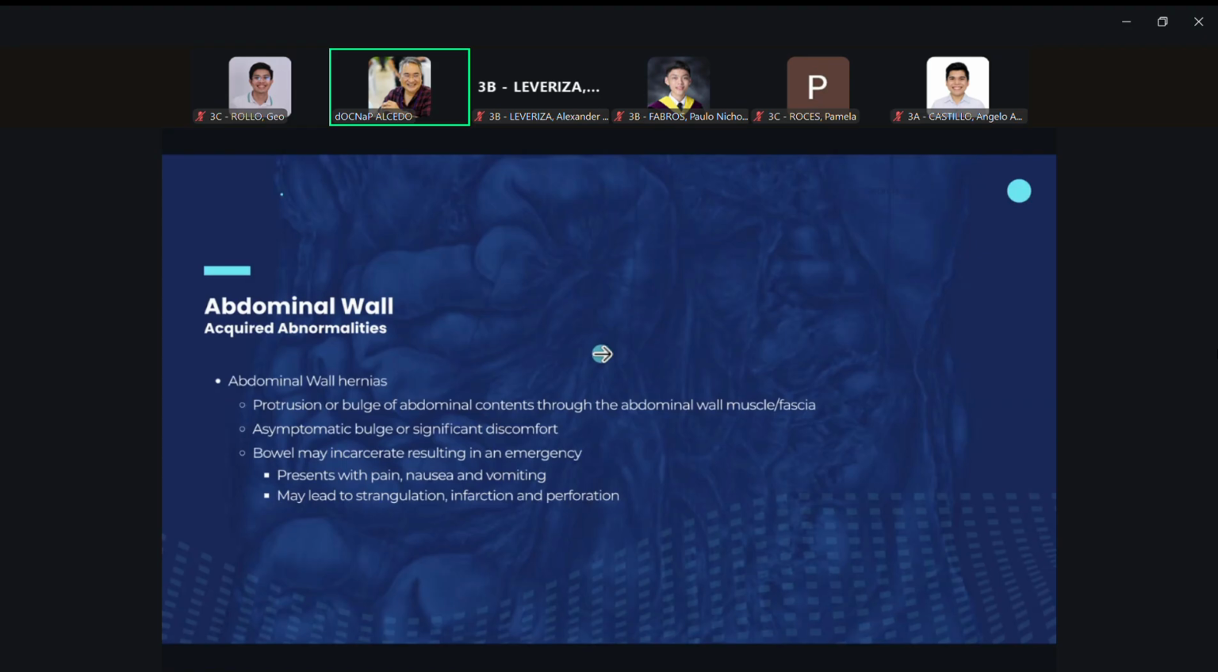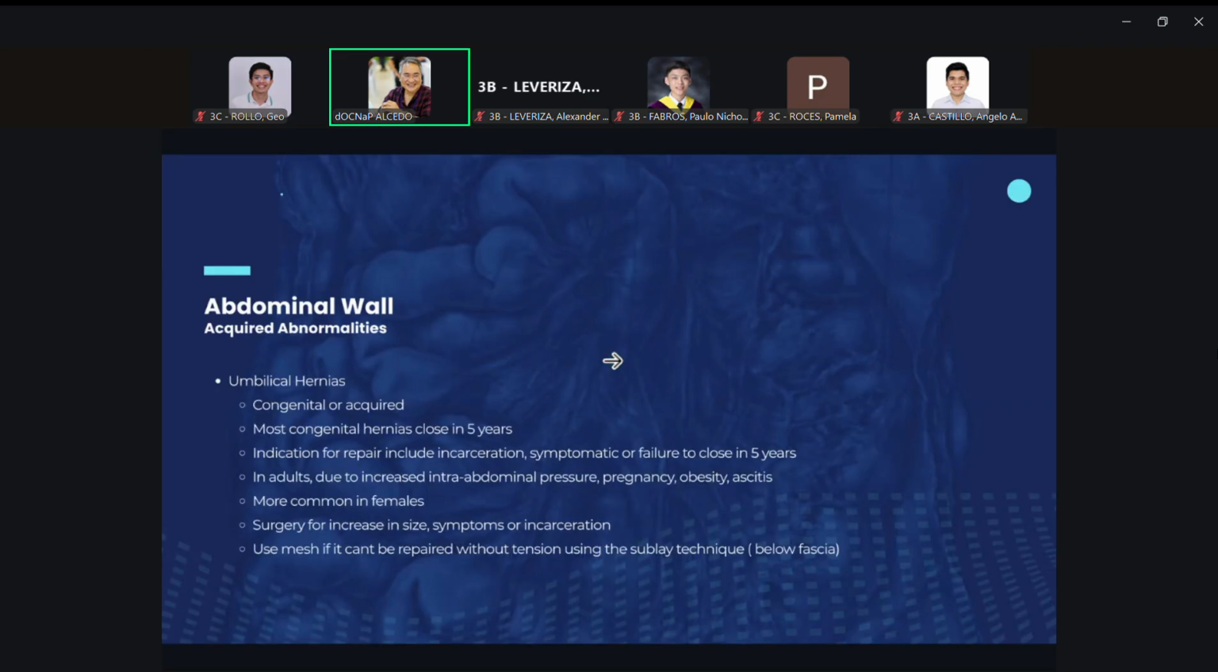So the same principle applies. When you are entertaining possible strangulation, there are signs of obstruction, there are systemic signs like fever, and sometimes even leukocytosis. So, of course, when you talk of strangulation, it will ultimately lead to perforation. So you have to address it as soon as possible.